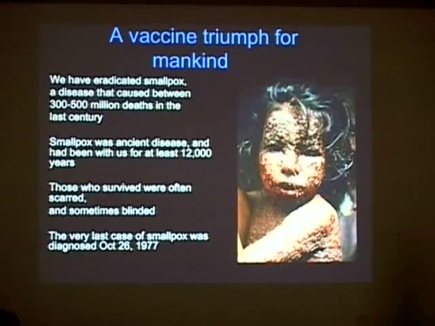I think of getting to the moon as a beautiful thing. I think of getting rid of smallpox as a great and powerful thing. Smallpox is a disease that killed 300 to 500 million people in the last century. Very ancient disease. It's been with us since we've been. Of those who did survive, many died. When they got it, they were often severely scarred and often blinded for life. And the very last case of smallpox in our world was October 26, 1977, because of vaccines.